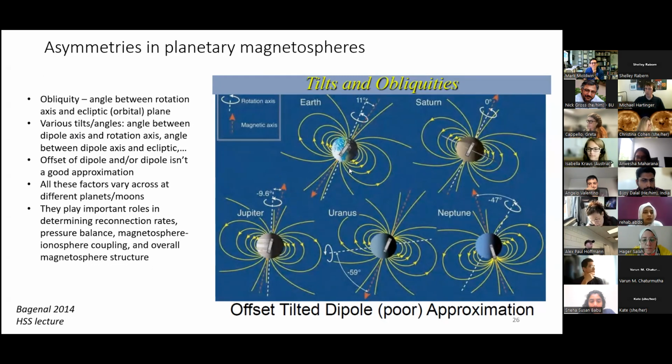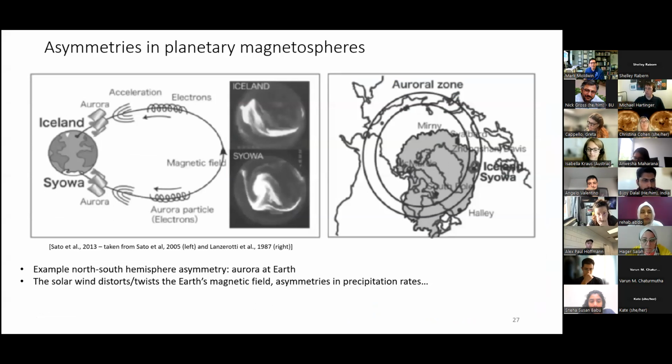And so you have all these different varieties of rotation axis orientations and magnetic field geometries, and they all affect the pressure balance, the magnetosphere coupling, and the overall magnetosphere structure. At Earth, just one example, these are pictures of the aurora taken from the ground at either end of a magnetic field line. And because of some of these asymmetries in the dipole and other asymmetries related to, for example, the seasons, so one important asymmetry happens because Earth's rotation axis is tilted.